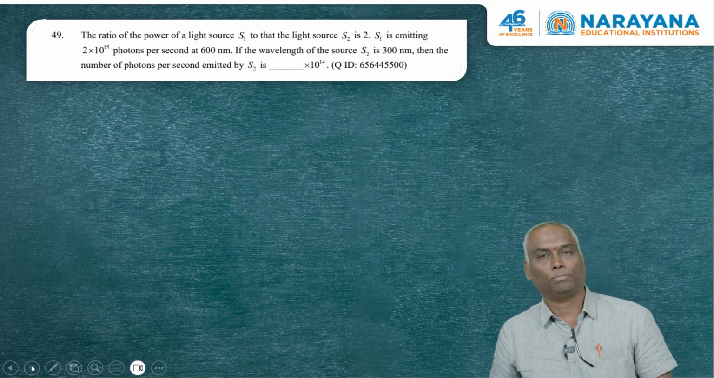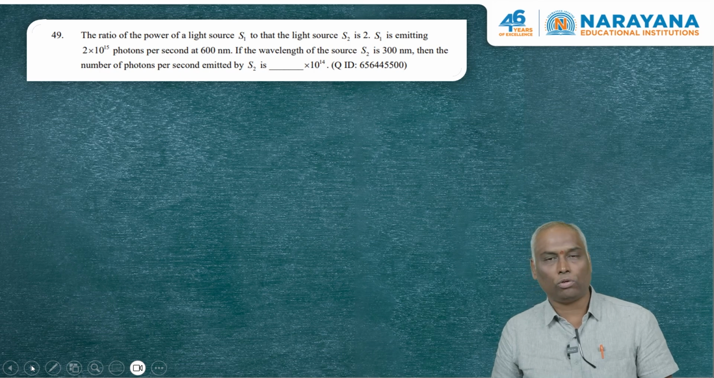Question number 49. The ratio of power of light source S1 to that of light source S2 is 2. S1 is emitting 2 into 10 to the power of 15 photons per second at 600 nanometers. The wavelength of the source S2 is 300 nanometers. Then the number of photons per second emitted by S2 is equal to dash into 10 to the power of 14. So you are asked to find out the number of photons emitted per second by the second source.